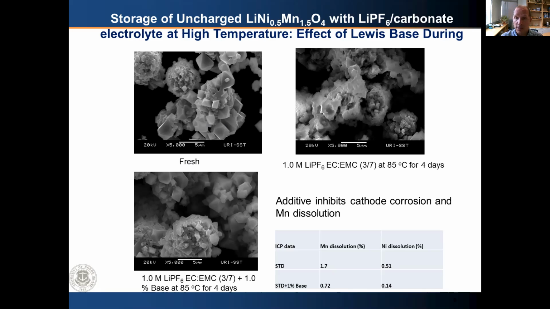Now, at the same time, while we see a lot less electrolyte deposition on the surface of the cathode with the basic additive, we also see dramatically lower transition metal dissolution, both manganese and nickel. The dissolution of these species is inhibited, which is once again consistent with limiting the corrosion of these cathode particles.